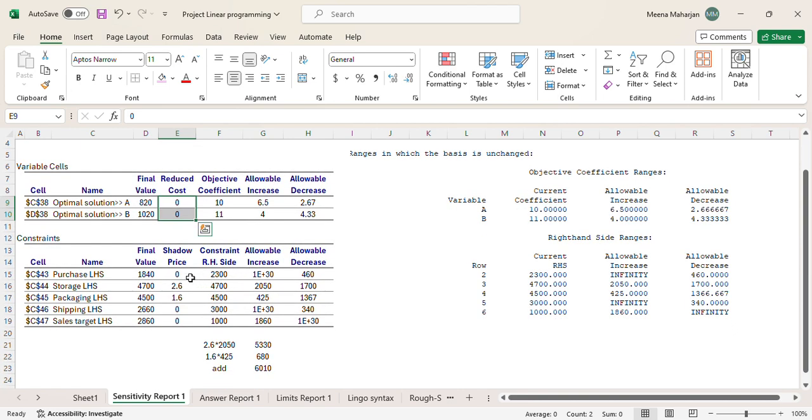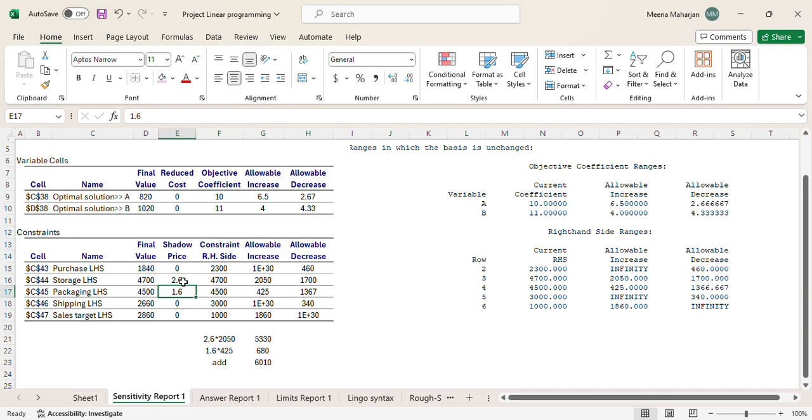And the shadow price here shows that for every 1 unit increase in the storage capacity, the profit would increase by 2.6 per tumbler, and for every 1 unit increase in the packaging, the profit would increase by 1.6 per tumbler. However, increasing the storage capacity would be more beneficial to us since the profit contribution per tumbler is higher compared to packaging, that is $2.6 versus $1.6.